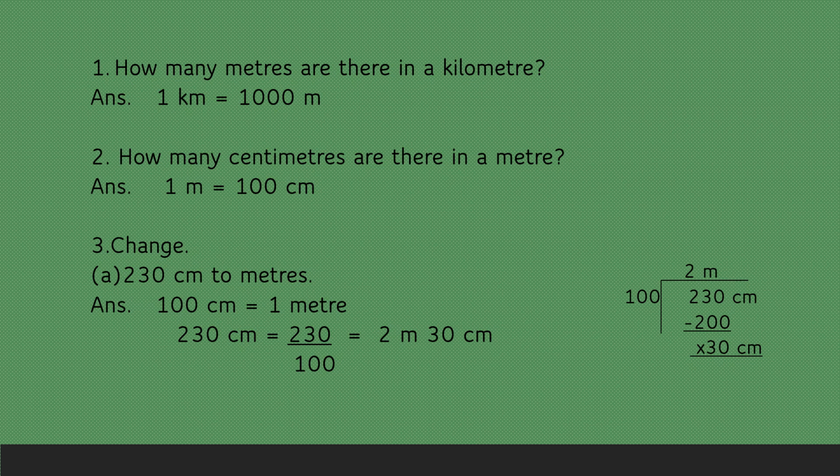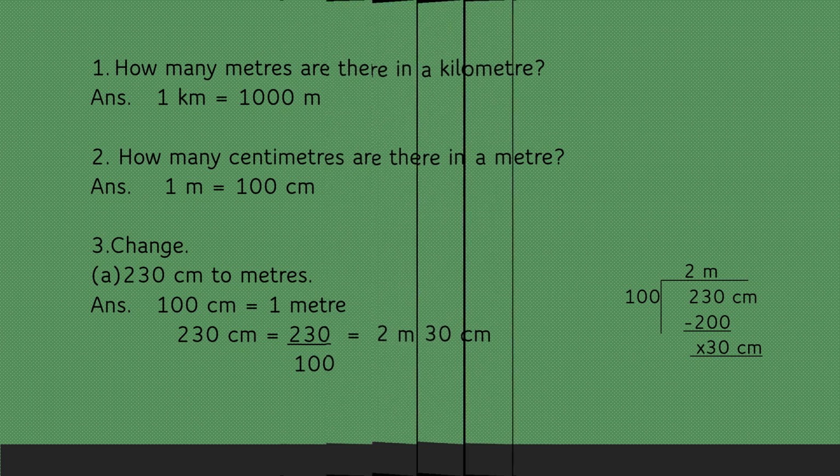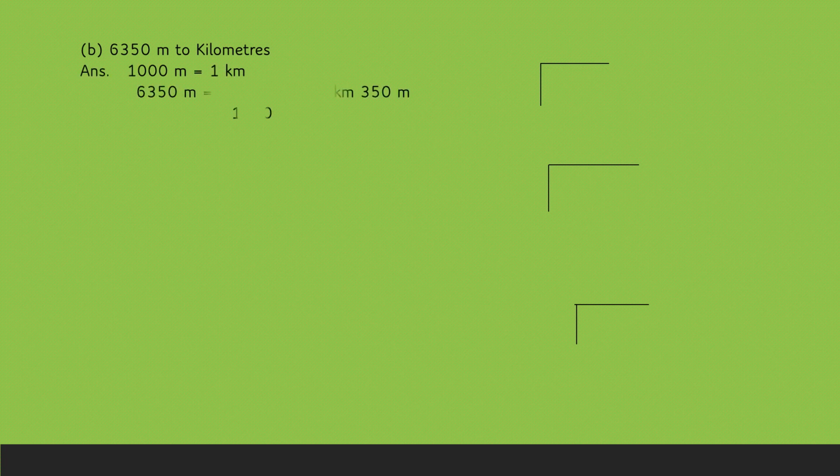Now your answer is in 2-digit number. Now it cannot be further divided as there is no number after that in the dividend. So 2 meter 30 centimeter will be your answer. Now see this B part. 6350 meters to kilometers. Again you have to change from smaller unit to bigger unit. Now you know 1000 meter makes 1 kilometer. So 6350 meters will be divided by 1000. When you will divide, you will get the answer 6 kilometer 350 meters.